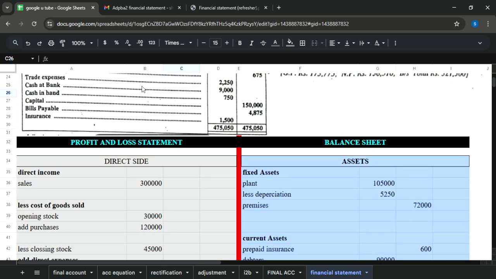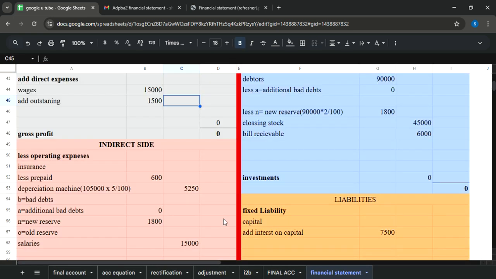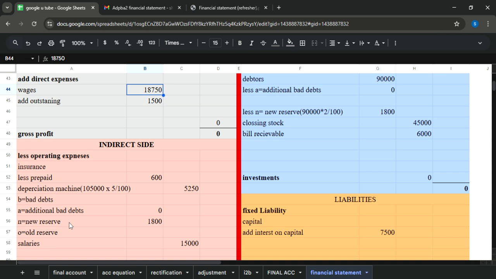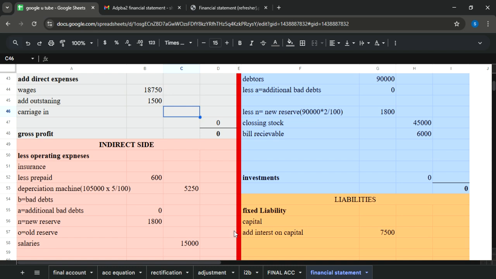Okay, let me check again. Amount of wages. This is 18,750. That is why I am saying to be very careful about the amount. Again, let me check. Wages 18,750. Okay. After which we have carriage in, which is part of direct expense. So here you will write carriage in, amount of which is 975. So just put 975 over here.